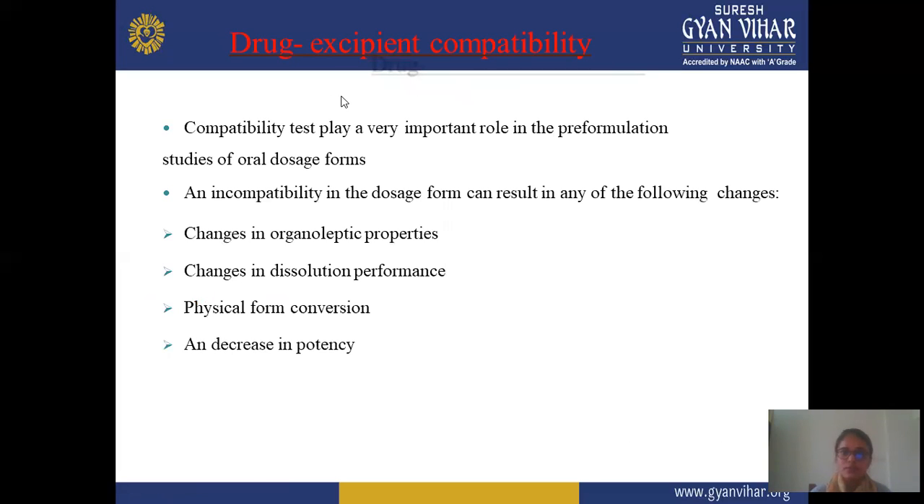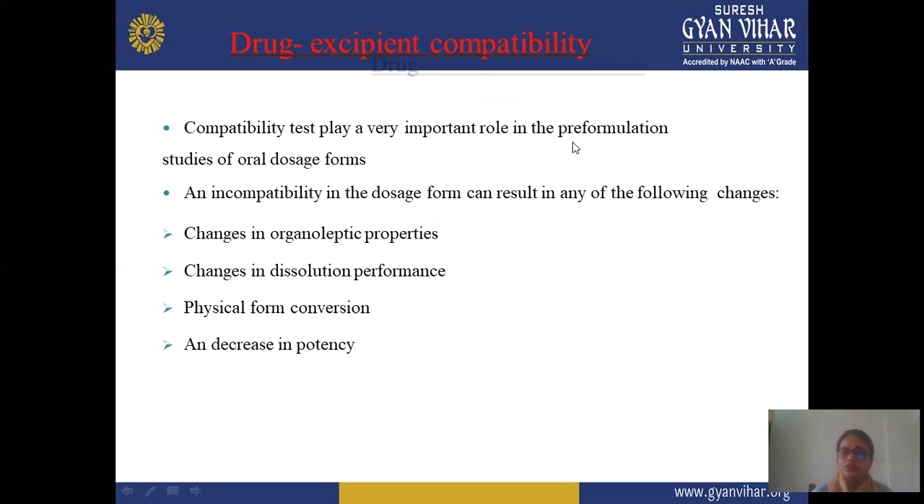Next is drug excipient compatibility. Compatibility testing plays a very important role in the pre-formulation study of oral dosage forms. And incompatibility in the dosage form can result in any of the following changes. If you are formulating a very compatible formulation, mainly for an oral solid dosage form, and your formulation is 100% compatible, then no problem is observed, and your formulation should be stable for a particular time limit, up to the shelf life.